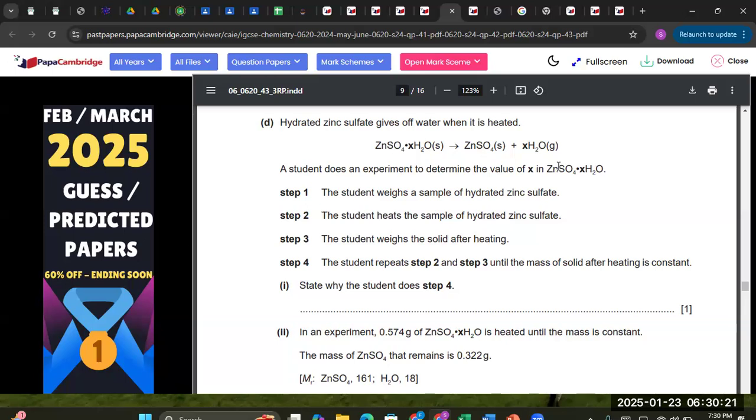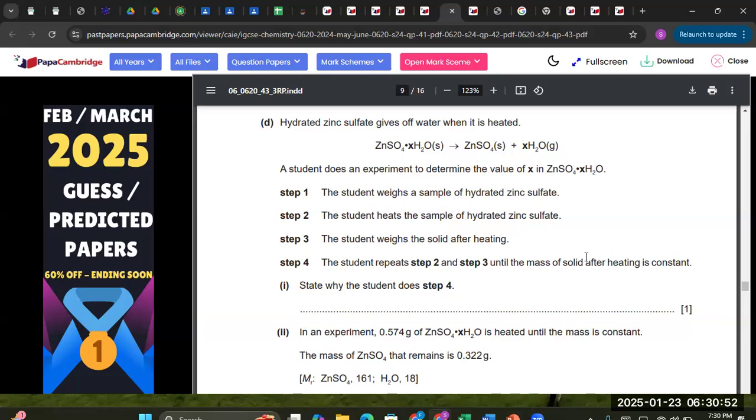The student weighs the solid after heating. So after heating, you know that the mass of the crystal will be lesser, right? The student repeats step 2 and step 3 until the mass of solid becomes constant. So he keeps on doing this. He keeps on heating it, then weighing it, heating it, and weighing it until the mass of the solid does not change anymore. Okay, so they're saying state why the student does step 4. This is to make sure that all the water has evaporated.